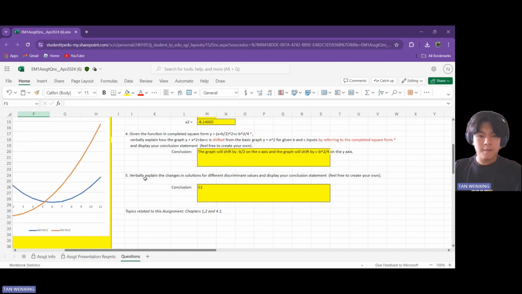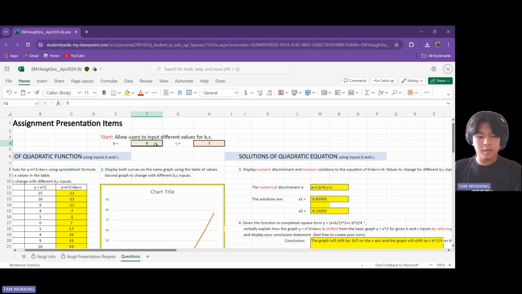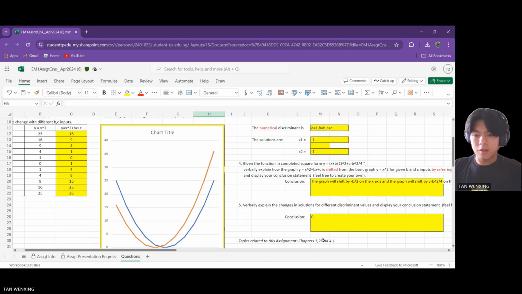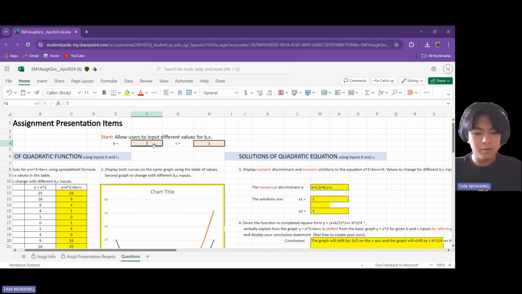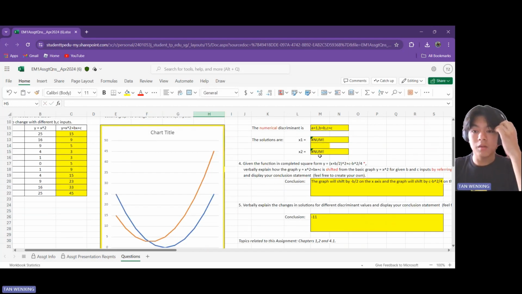And question 5 just states, verbally explain the changes in solution for different discriminant values and display my conclusion statement. So what I've written here, the formula here, what I did was just using the discriminant formula, b squared minus 4ac. And as you can see here, if my answer is positive, it gives me 2 solutions. And if it equals 0, it will only have 1 solution. And if my value is negative, you can see here negative 11, it won't have any solution.